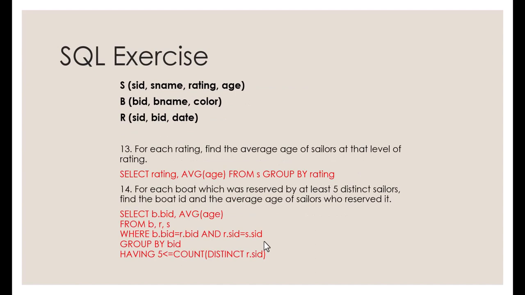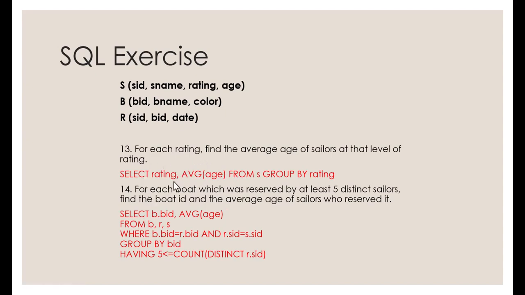So for each rating, we're going to be grouping by rating. We want to find the average age, so it's an aggregate function, AVG, and in parentheses we'll have age. That can be found in the S table, so we're going to be calling S. Select rating, comma, average age from this table, group by rating. So we are outputting the average age for each rating.